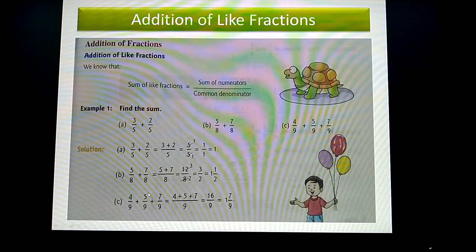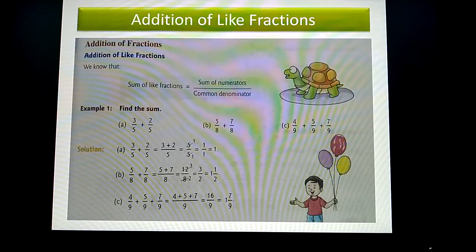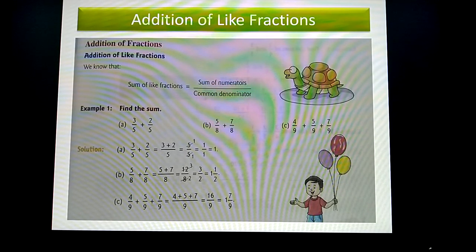So no matter how many like fractions are given to you, the only thing we have to do is just add the numerators, and then reduce it to its simplest form. So this is the method of adding like fractions.